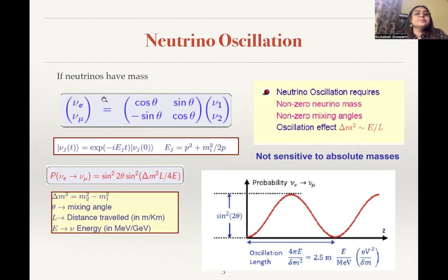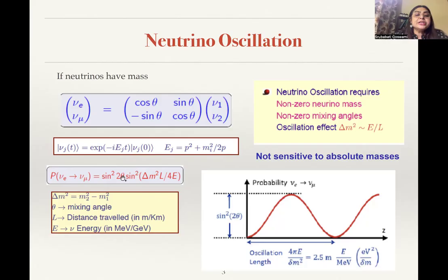So if we start for simplicity with two neutrino flavors, say nu E and nu mu, then if neutrinos have mass, this will be a superposition of mass eigenstates, and this is the mixing matrix, and this is governed, for the case of two generations, by a mixing angle theta. As the neutrinos evolve in time, because they have different mass, they evolve differently, and that gives rise to a phase difference, which ultimately gives rise to a finite, non-zero probability of a nu E flavor going to a nu mu flavor after traveling through a distance L.